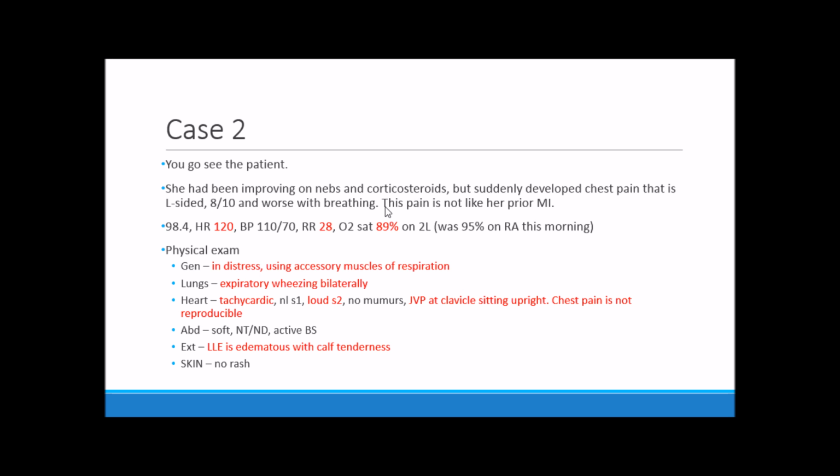Okay? If not, you're going to keep going, and you're going to want to write an encounter note that details the reason you're called and has a SOAP section. Okay? So you go see this patient.